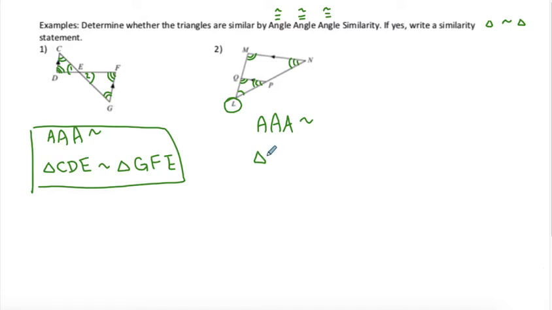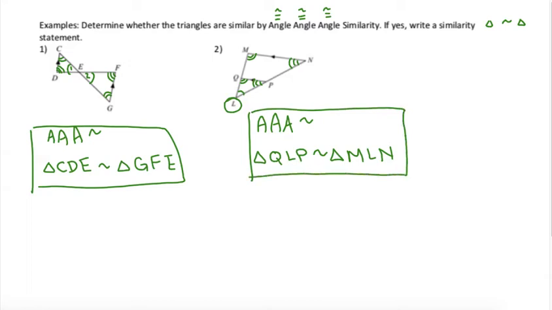So now we can label our similarity statement saying triangle QLP, and again, it doesn't matter how we name the first one, matches up to triangle MLN. I've verified that it was angle, angle, angle similarity, and I've given my similarity statement.